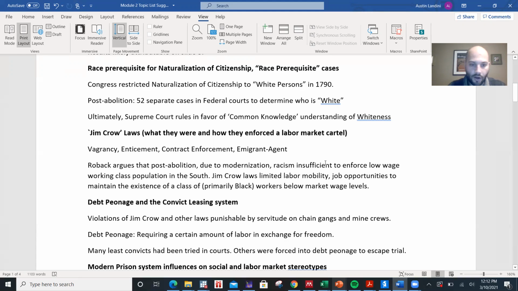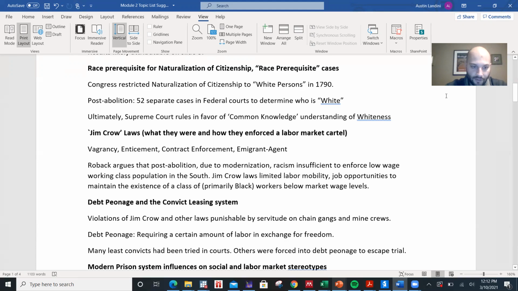What were they for? Racism wouldn't have been sufficient on its own to enforce low wages for the working class population. There were too many opportunities to move out of the South, to take jobs at factories, to participate in the Industrial Revolution. And so as a result, these Jim Crow laws are an attempt to legally enforce a labor market cartel, which keeps wages low, limits labor mobility, and in some sense perpetuates the existing social hierarchy.